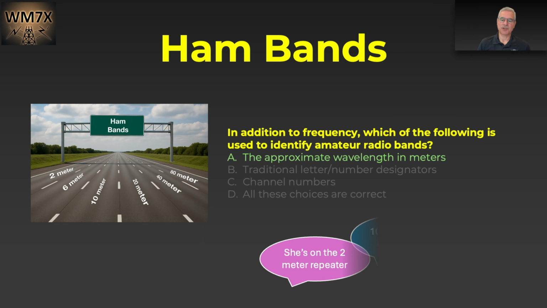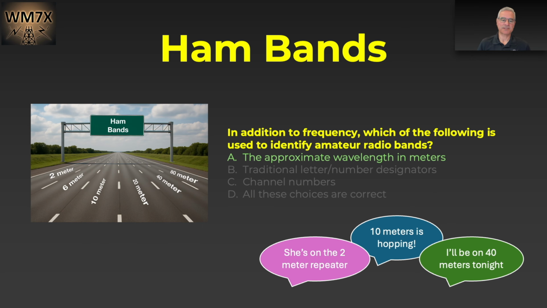And you'll also know what people are talking about when they say stuff like 10 meters is hopping. They're just saying that the 10-meter band is really active. And by the way, as a technician, you'll have access to part of the 10-meter band, which is pretty cool.